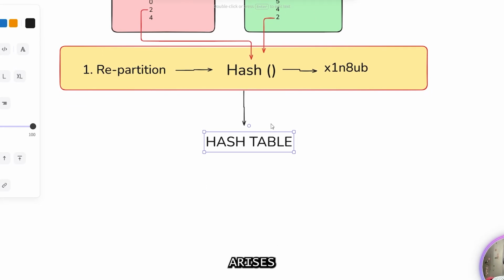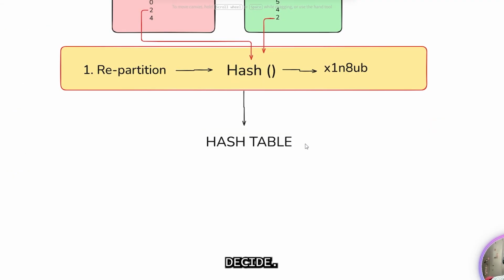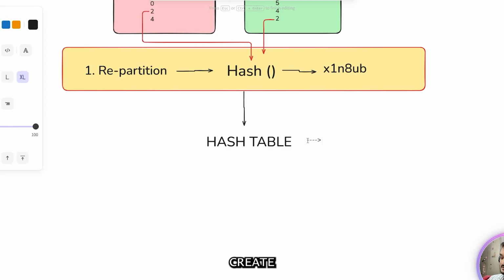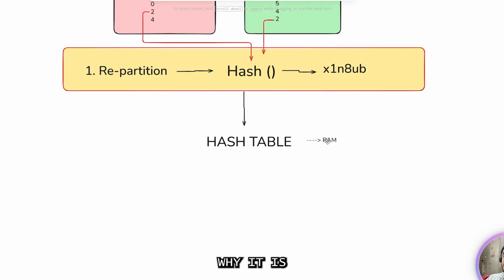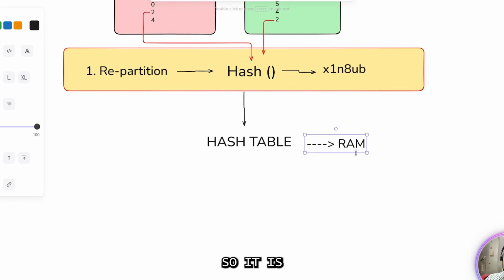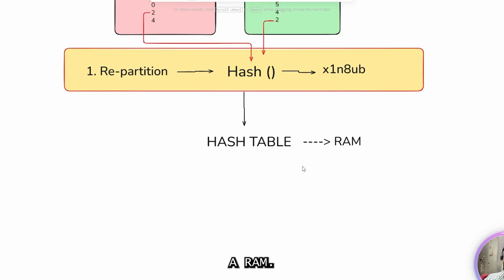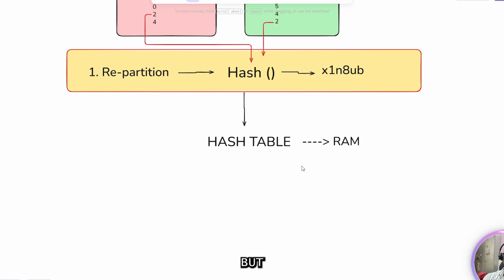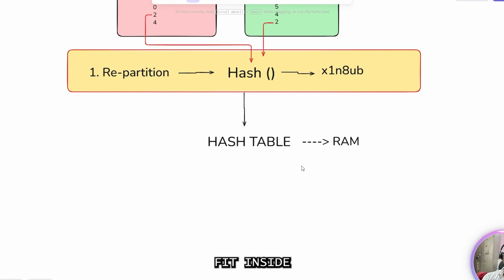But the question arises, where will this hash table reside? This is the flipping point, I can say. It is going to create this inside RAM. That is why it is a bit faster. So RAM is the place where it is going to hold it. But what if the data is very large and can't fit inside our RAM?